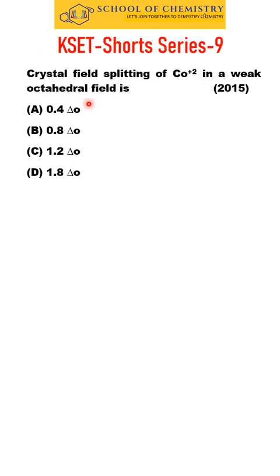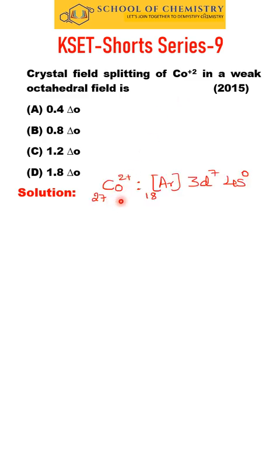Coming back to the question, now we shall see how we can solve this question easily. First thing that we should know to solve this question is the number of d electrons present in the Co2+ system. It is very simple. Cobalt has atomic number 27. If we write the electronic configuration of cobalt, from that the Co2+ configuration can be written as argon 18, 3d7 and 4s0.